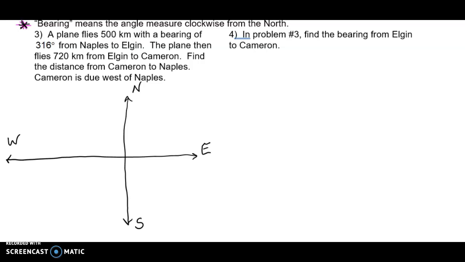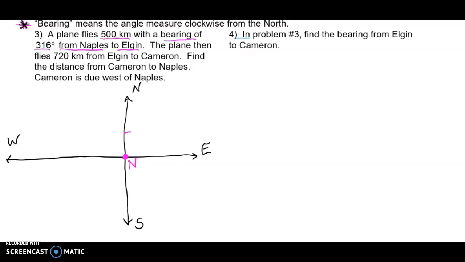It says a plane flies 500 kilometers with a bearing of 316 degrees from Naples to Elgin. So we're going from Naples. Naples, the from city, is always at your origin. So we fly 500 kilometers with a bearing of 316 degrees.